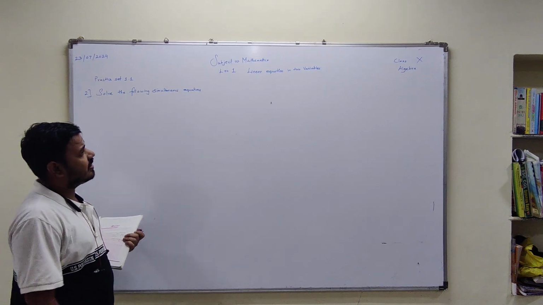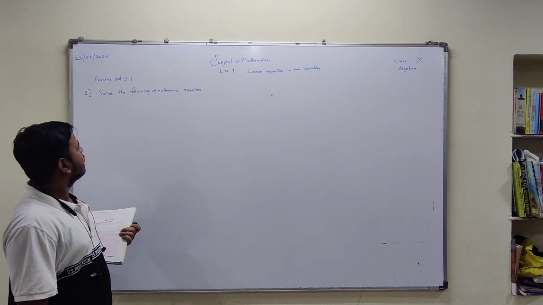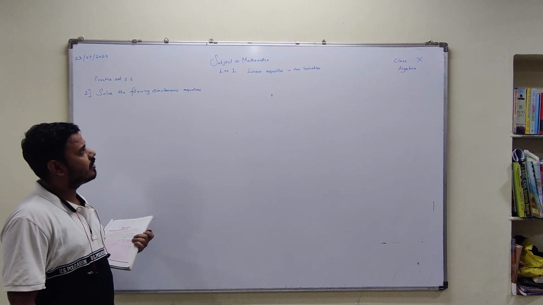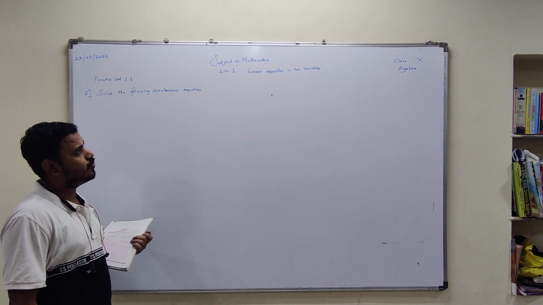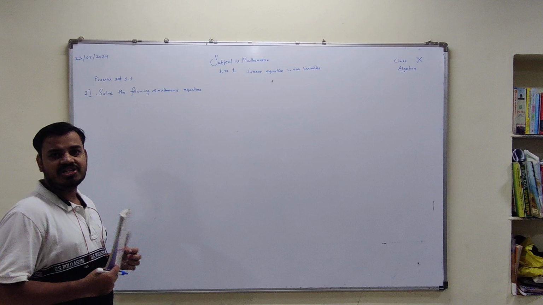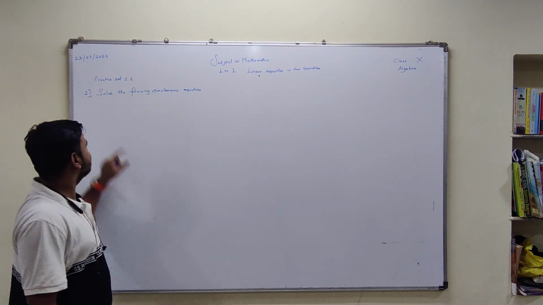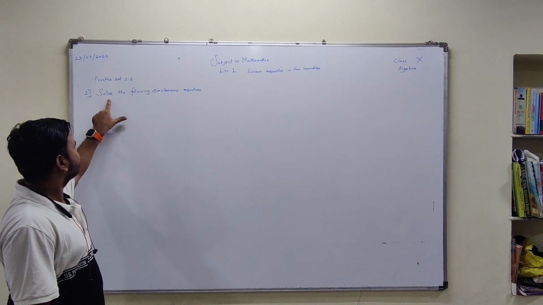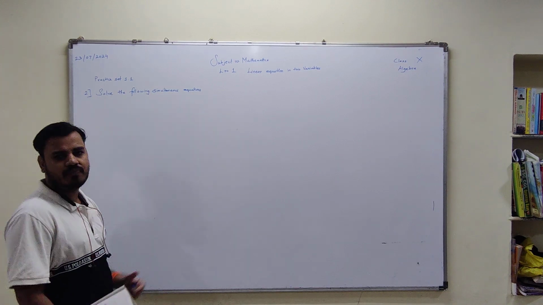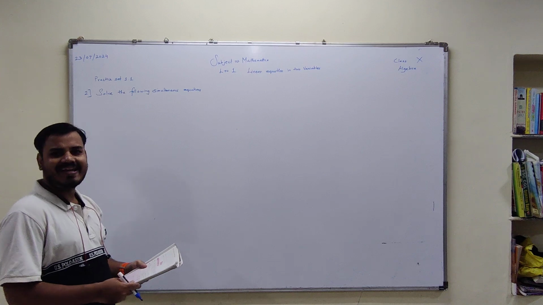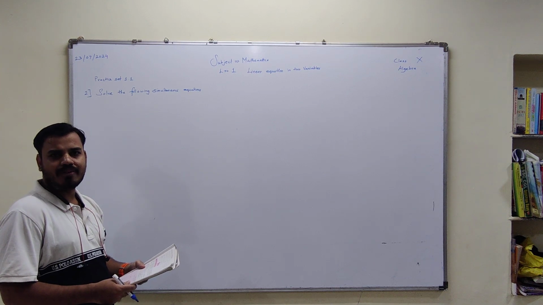So we were solving practice set 1.1 of class 10 algebra, lesson number 1, linear equation in two variables. In the last session we had completed example number 1. Today we will solve example number 2, that is, solve the following simultaneous equations. In this, there are a total of 8 examples, so we'll see them one by one.